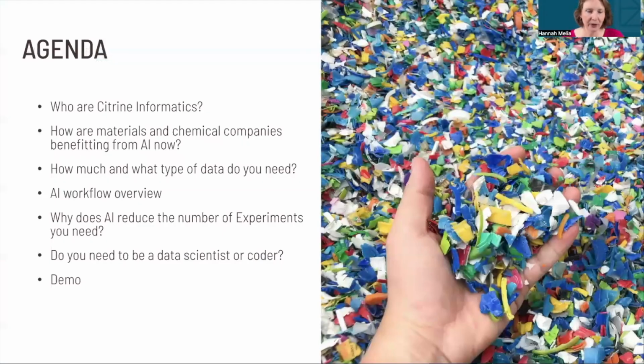We'll first briefly go over who Citrine Informatics are, how AI for materials and chemicals is providing value to companies already. Then we'll get into the nitty-gritty. So how much data do you need? What type of data? What does the AI workflow look like? What are the different steps? Then we'll look at how it reduces the number of experiments that you need to do to hit your target properties. And we will finish off by demonstrating how easy it is to use and the fact that you don't need to be a coder or a data scientist.